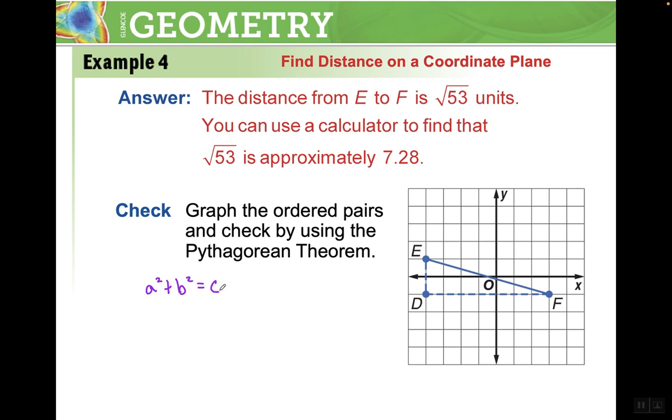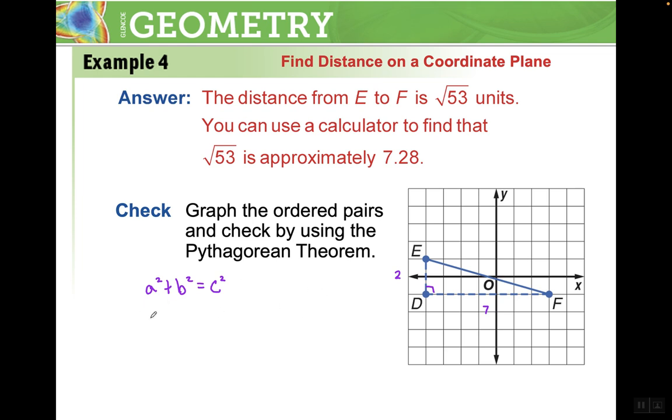Okay? And it doesn't matter which of the legs are a and which are b, but, oh, I forgot the little squared up there. But the c is always the hypotenuse, or the longest edge. And this only works for right triangles. So wherever you have your points, you need to make a right triangle out of it. So you find this length, which is 2, and this length here, which is 7. And then you fill it in.